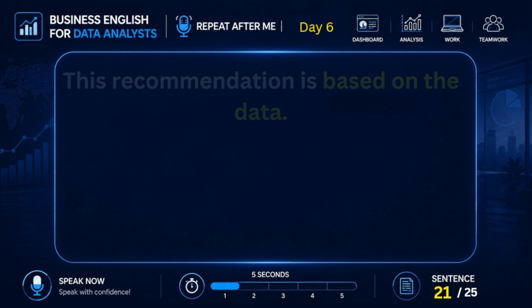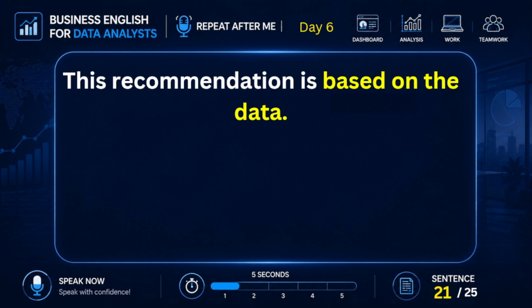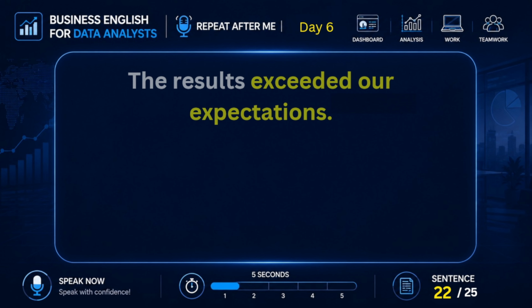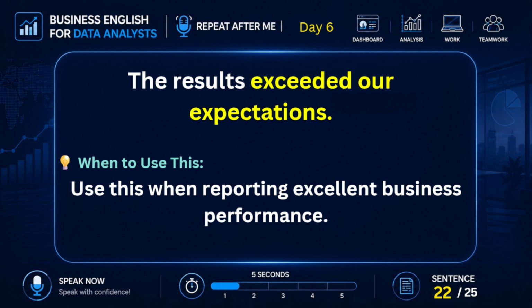This recommendation is based on the data. Use this when explaining that your suggestion comes from analysis. The results exceeded our expectations. Use this when reporting excellent business performance.